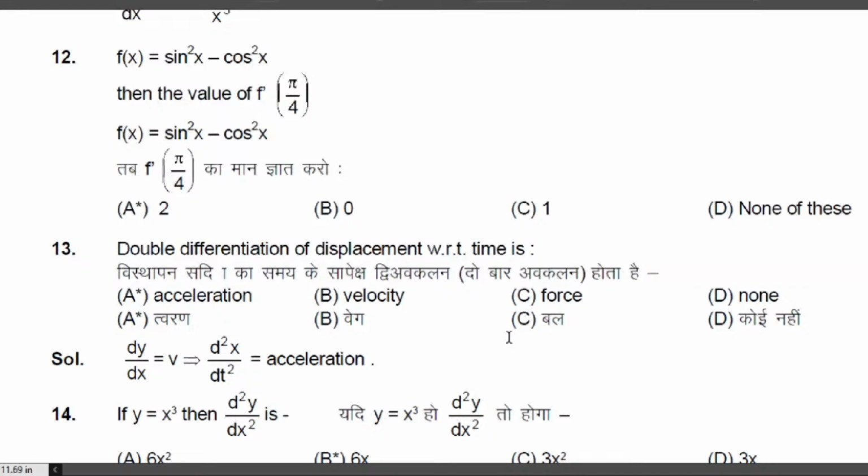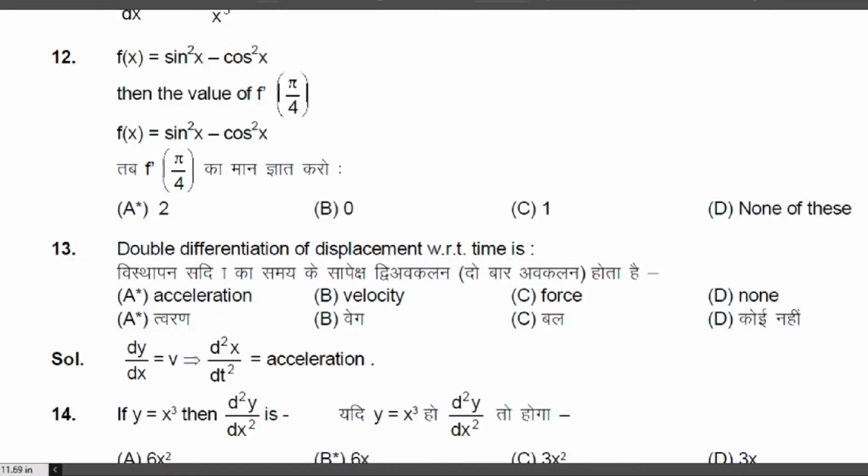Question 12. Okay. In question 12, what is he asking? If f of x is equal to sine square x minus cos square x, then find f of pi by 4. It's quite easy. Just substitute pi by 4 and you'll get the answer. So let me go back. Okay. So question number 12.